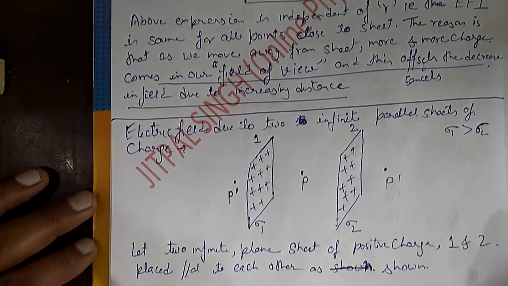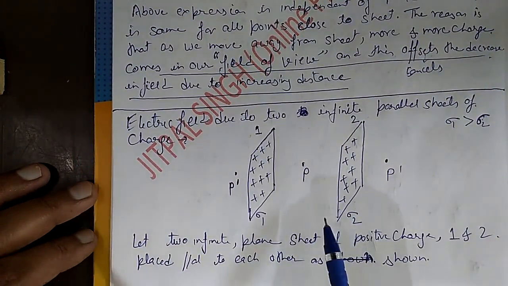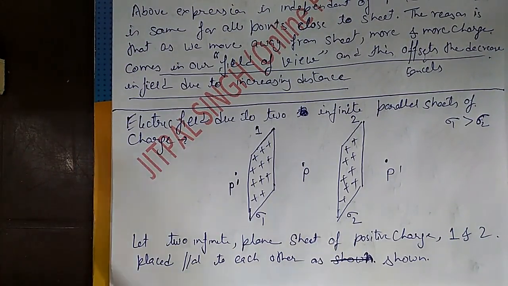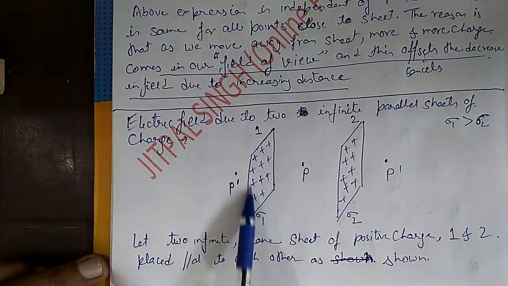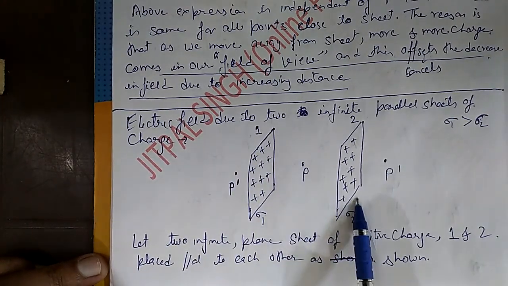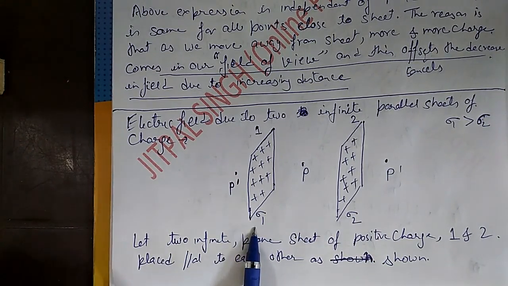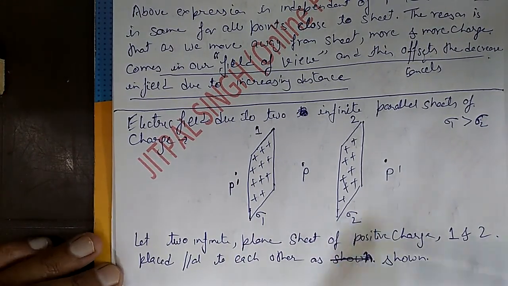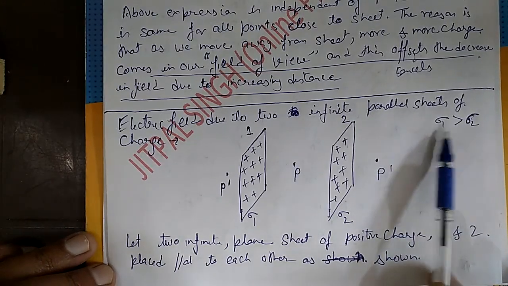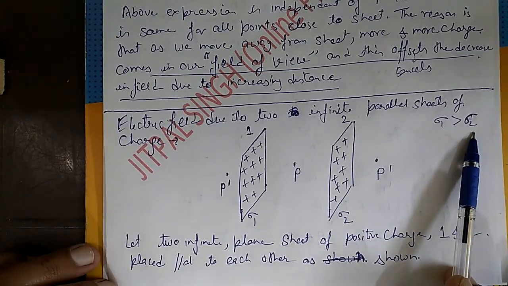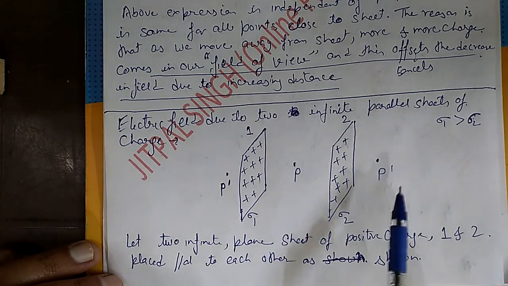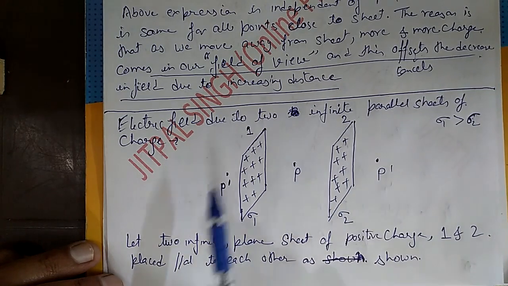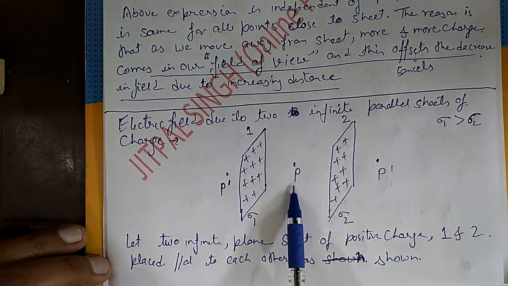Now continuing. This time we are imagining two infinite parallel sheets. If you observe the diagram, I'll take sheet 1 having positive charge, and sheet 2 again having positive charge. Surface charge density on sheet 1 is sigma 1 and on sheet 2 it is sigma 2. And if you observe, sigma 1 is greater than sigma 2. That means we are imagining greater charge density on sheet 1. Here we are interested in finding electric field intensities at points P dash, which are on the extreme right and extreme left, and at point P.